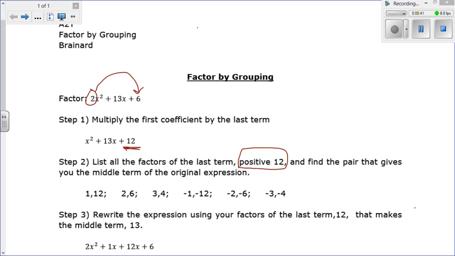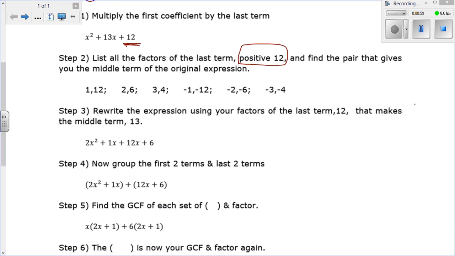So if I have a positive 12, that means my answers have to be both positive or both negative. And to make 12, I have 1 and 12, 2 and 6, 3 and 4, or negative 1 and negative 12, negative 2 and negative 6, and negative 3 and negative 4.